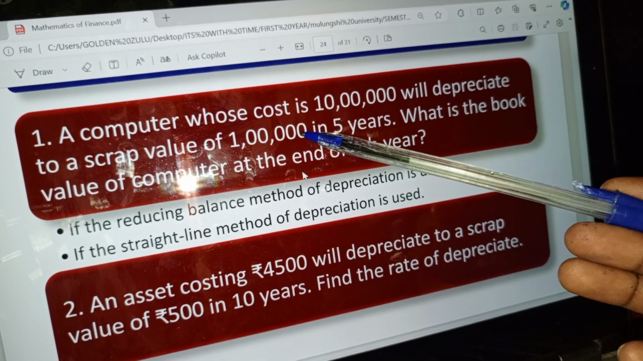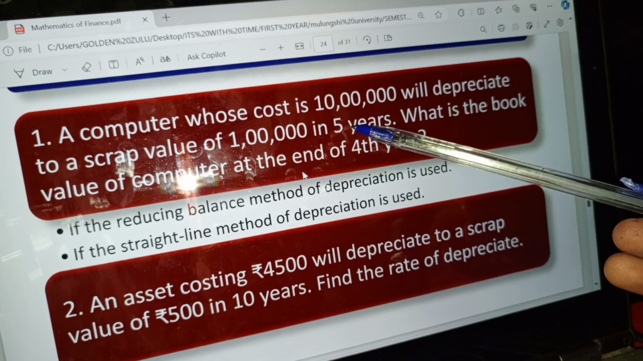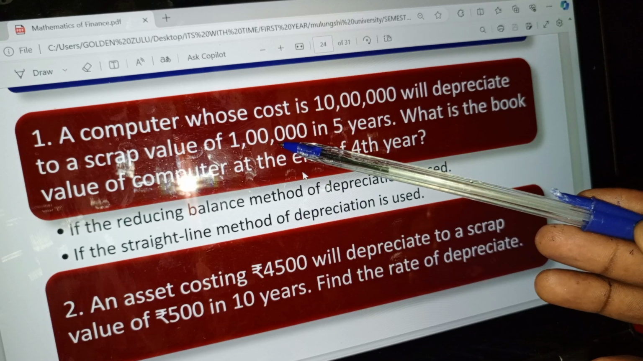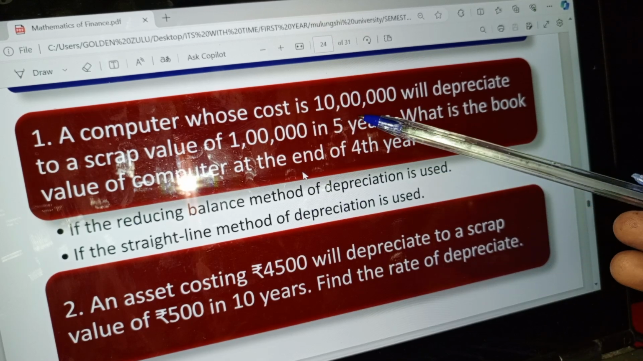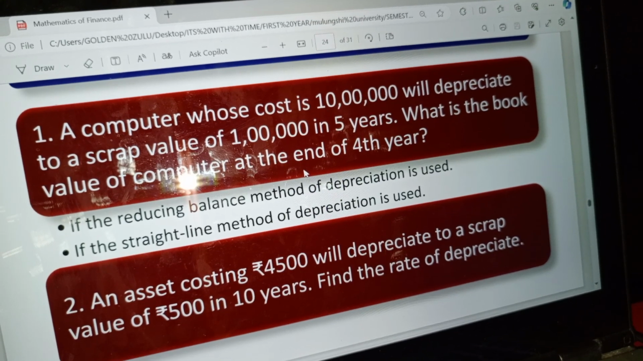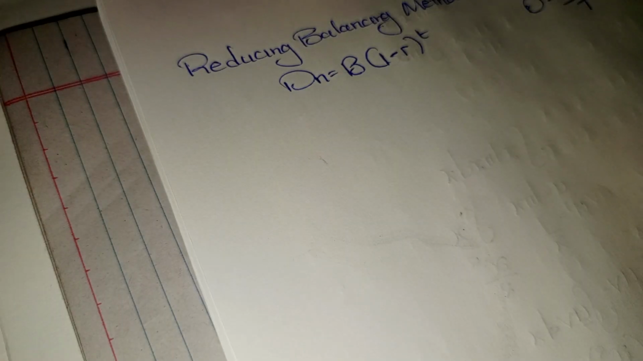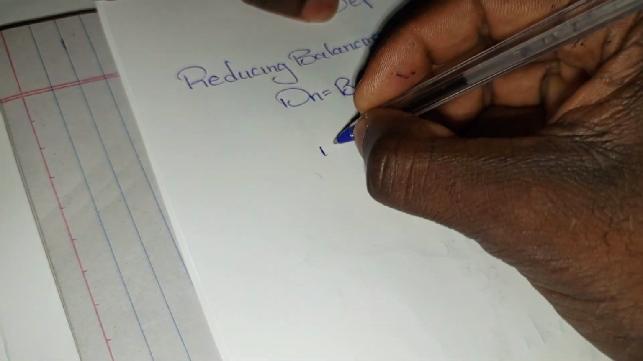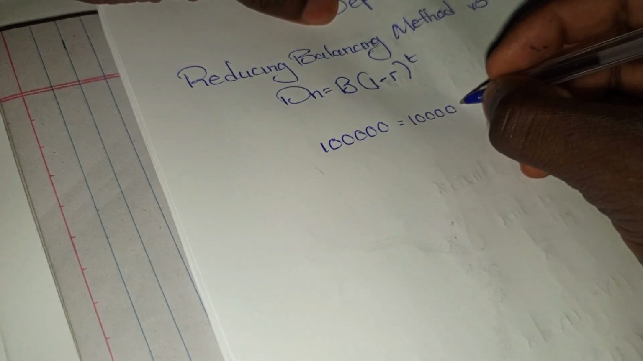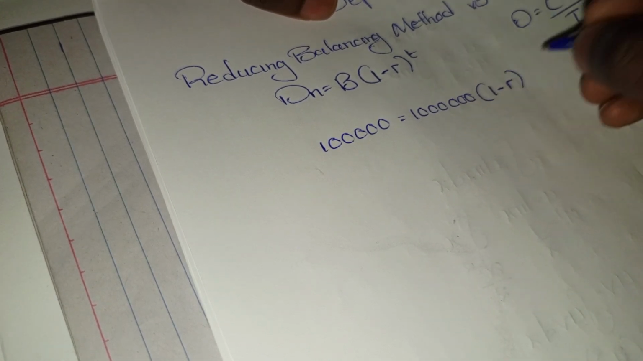So we just need to replace in our formula so that we find the rate of the computer in the period of 5 years. This is the scrap value and this is the book value, where we have the time to be 5. So let's replace in our formula. We have our scrap value to be 100,000, we have our book value to be 1 million, we have the rate, which is unknown, so we leave it as R, and we have the time to be 5.